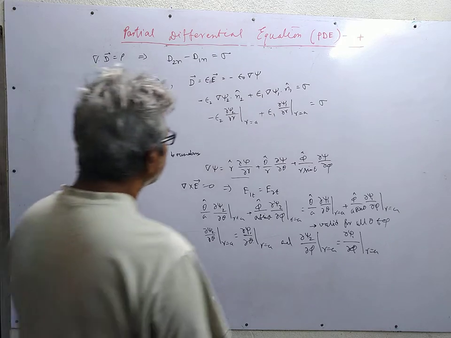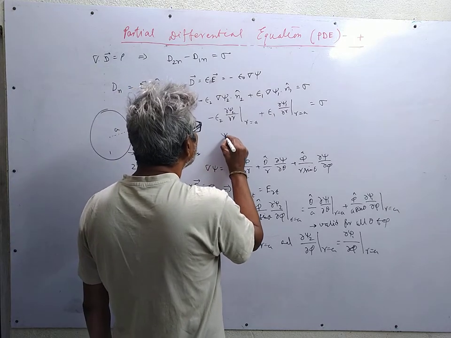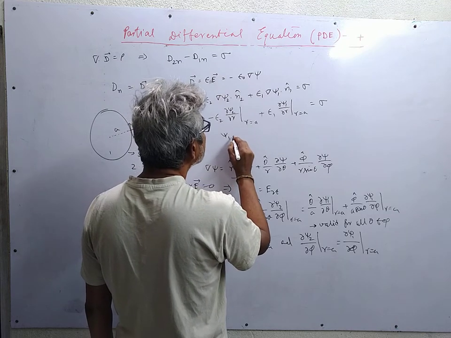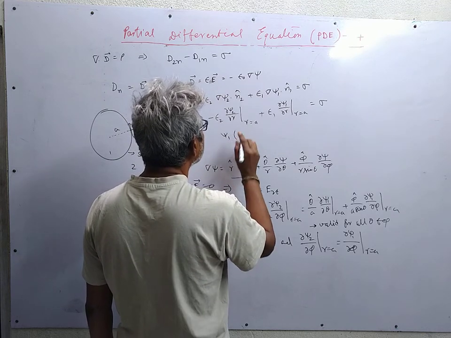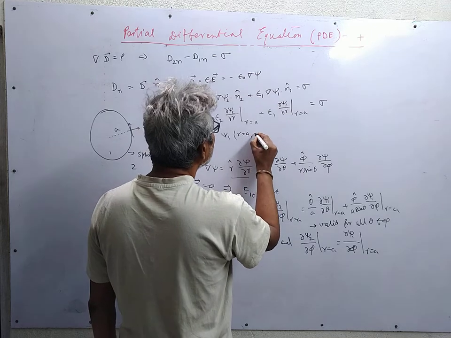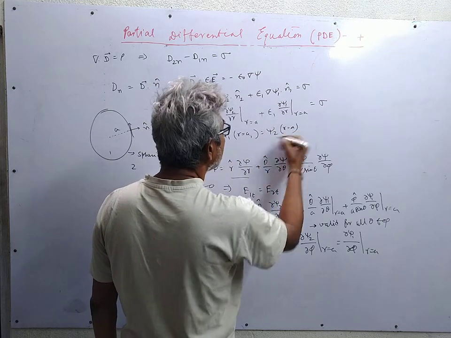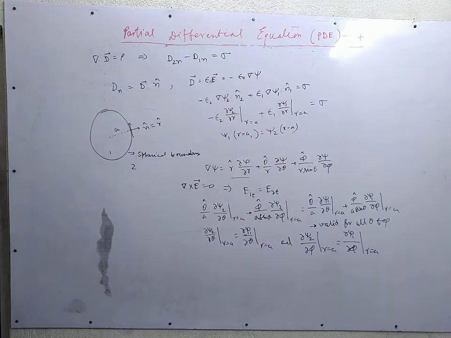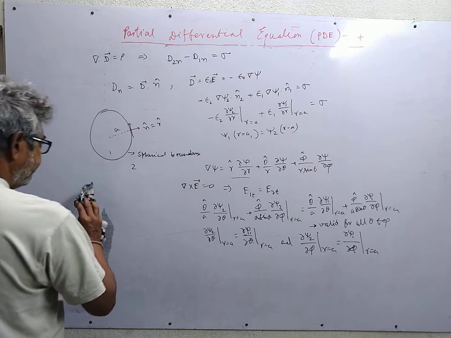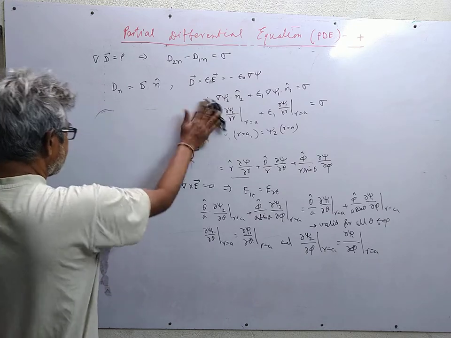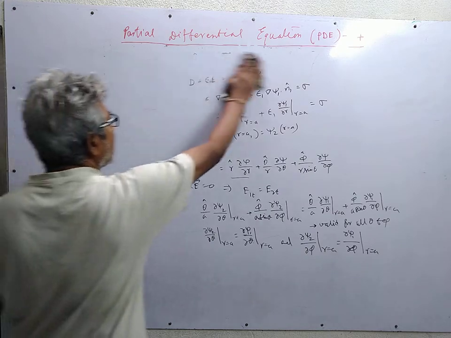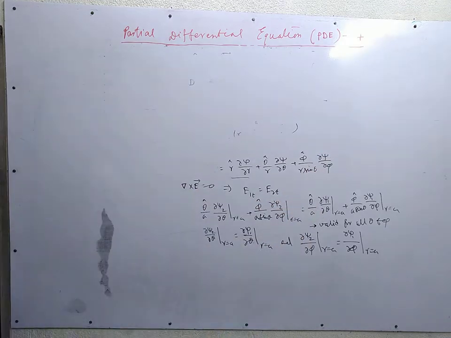So the other boundary condition is psi 1 at r is equal to a, for all theta and phi, is equal to psi 2 at r is equal to a. So these are the two boundary conditions that will be of use in future cases. So we come to the spherically symmetric cases. We shall apply this to spherically symmetric cases.